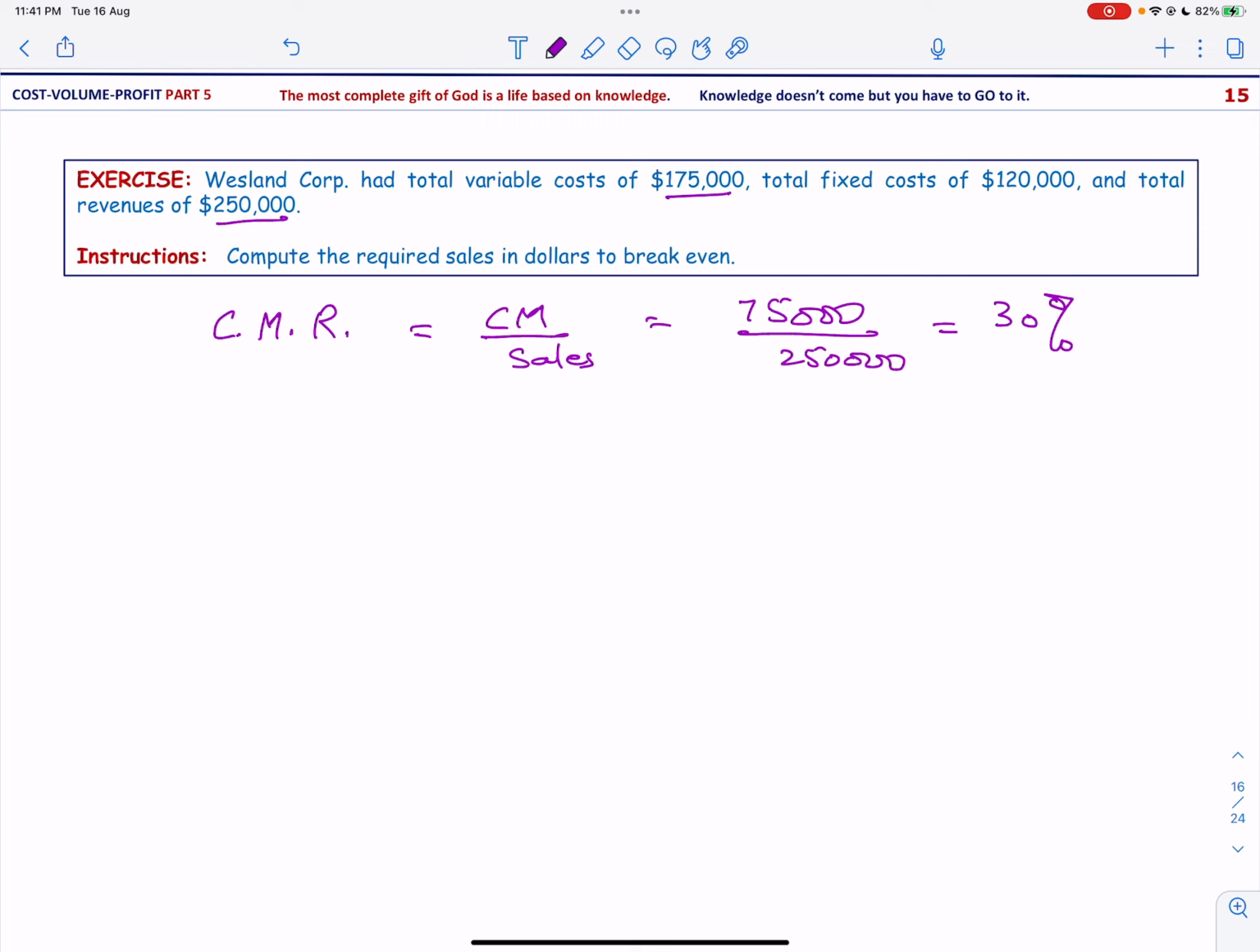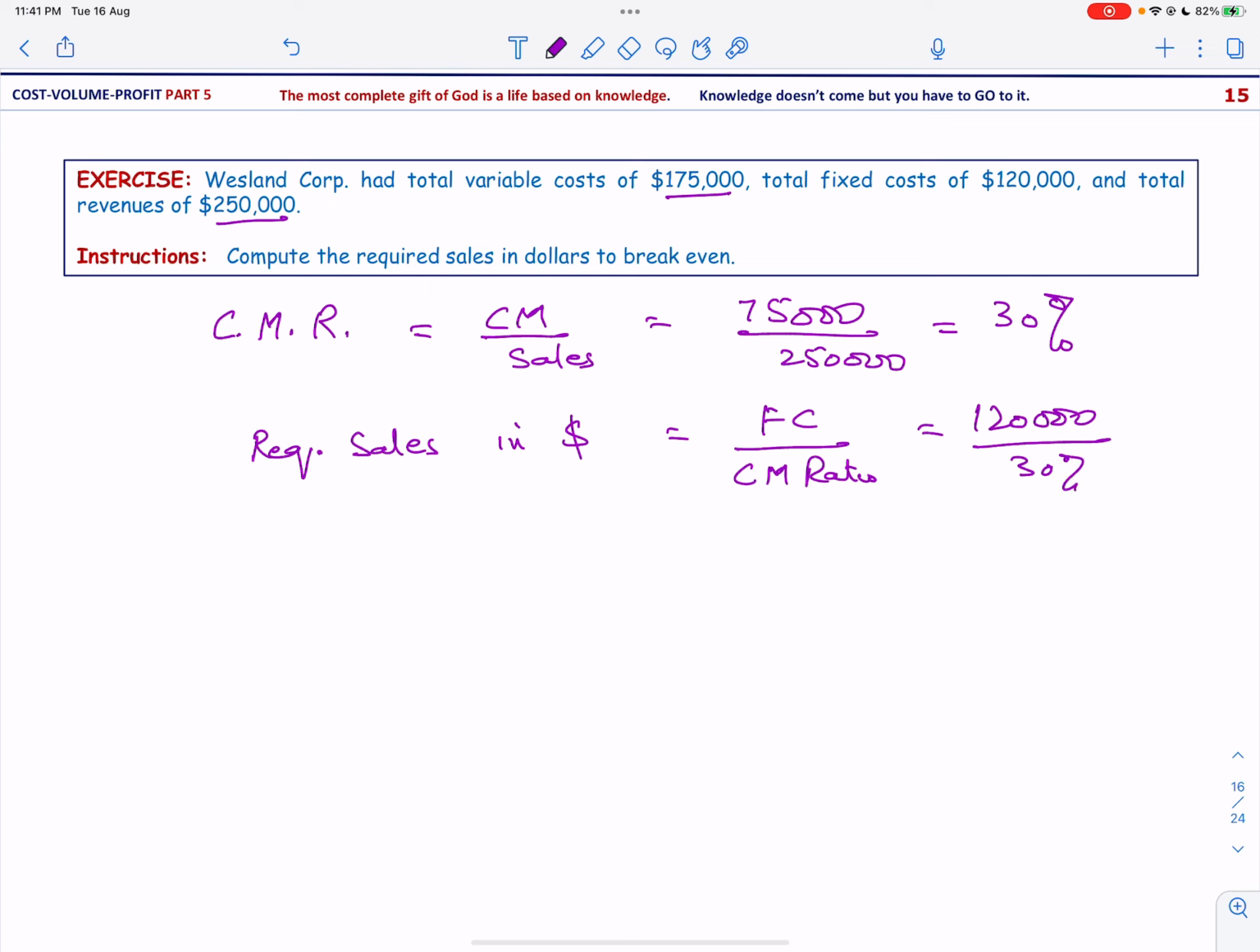So we want to calculate the required sales in dollars. So we have the fixed cost, required sales in dollars. This is equal to fixed cost divided by the contribution margin ratio. So fixed cost is 120,000 divided by 30%, and that is equal to 400,000.